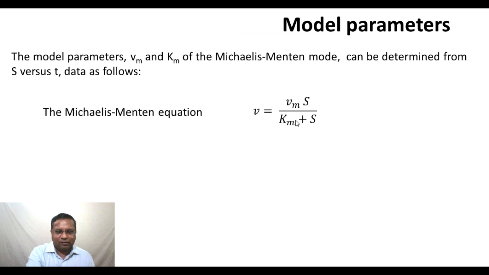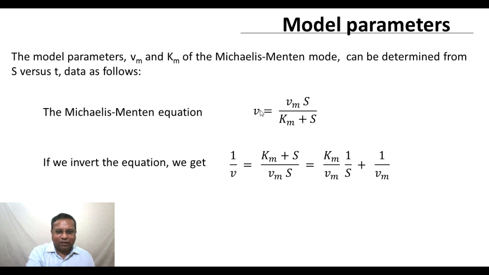The Michaelis-Menten equation is V equals Vmax S by Km plus S. If we invert this equation, taking 1 by V on both sides, we get 1 by V equals (Km plus S) by Vm S, which can be written as Km by Vm S plus S by Vm S. Km by Vm becomes Km by Vm into 1 by S, and here the S cancels out, so you have 1 by Vm.